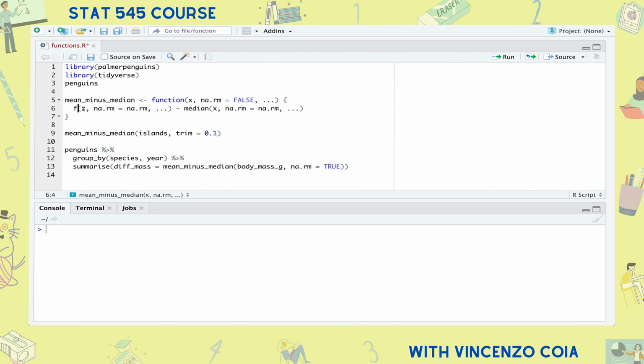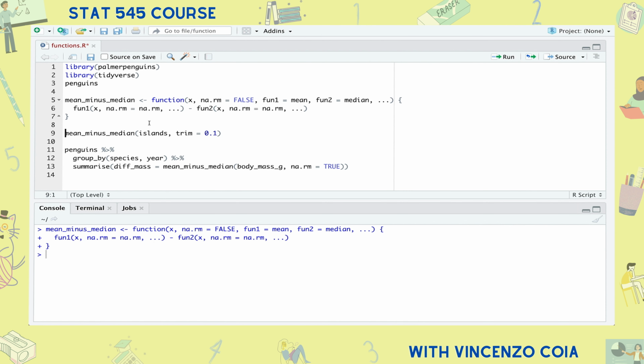Why not generalize the mean and median functions and call them function 1 and function 2? After all, aren't they hard-coded decisions? Nope, because the purpose of the function is to take the mean minus the median. It's even baked right into the function name. And plus, that would pretty much render the function useless.